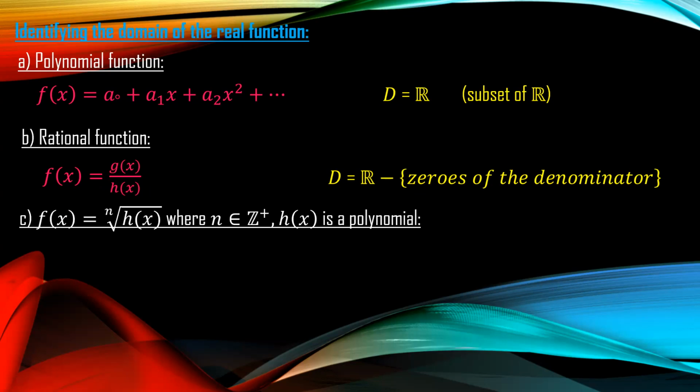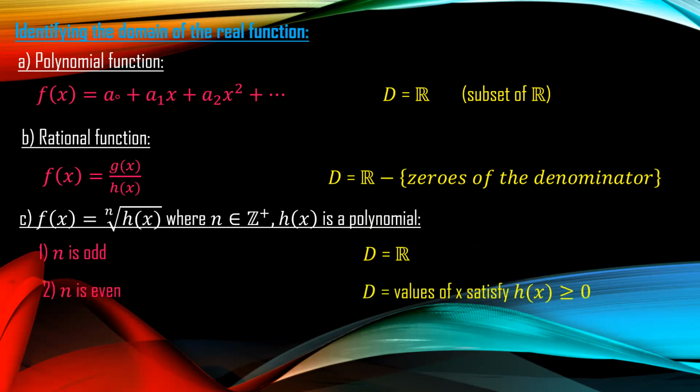Letter C, the nth root functions, in the form nth root of h of x, where n belongs to Z positive and h of x is a polynomial. If n is an odd number, then the domain is R. While if n is an even number, then the domain is the values of x that make the expression under the root greater than or equal to 0.